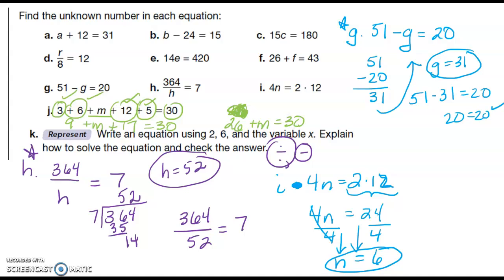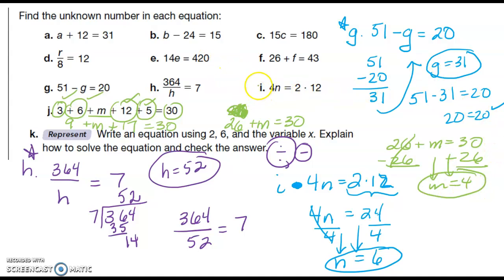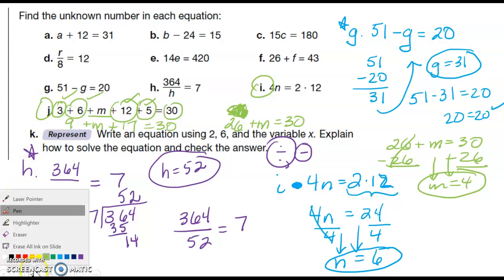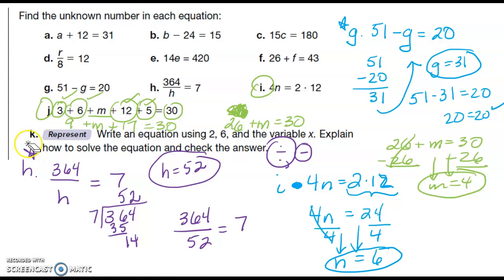Now I can solve this just like I did any of my addition problems. I'm going to subtract 26, subtract 26. My m comes down. My equals comes down. This 26 goes away. 30 minus 26 is 4, and that's my answer. So on I and J, you have some extra steps that you have to do. I'm going to go ahead and erase this here so I can solve K.